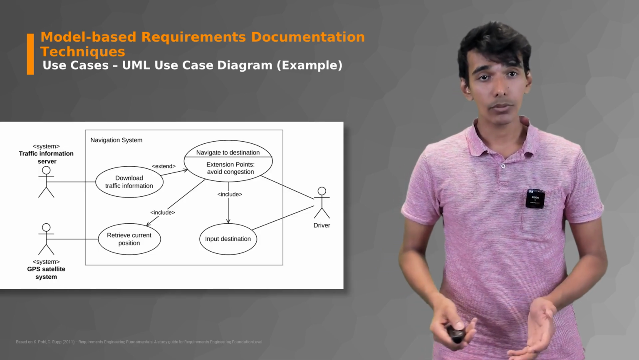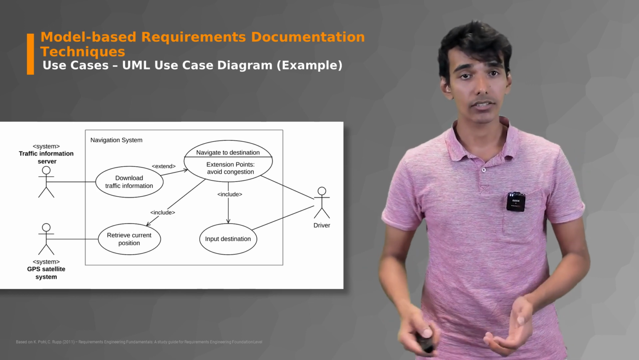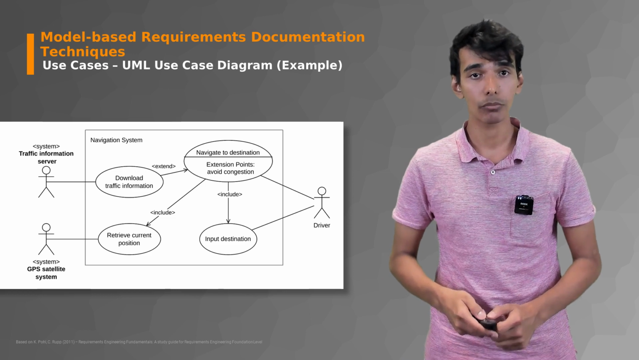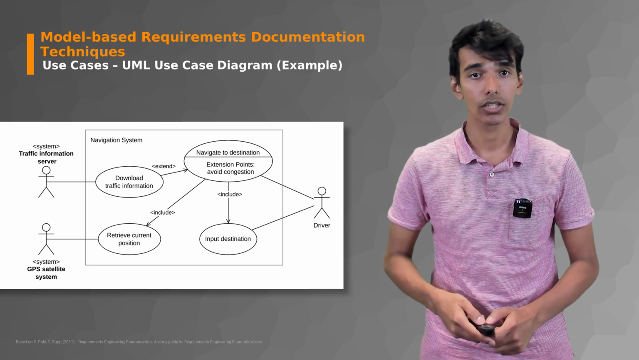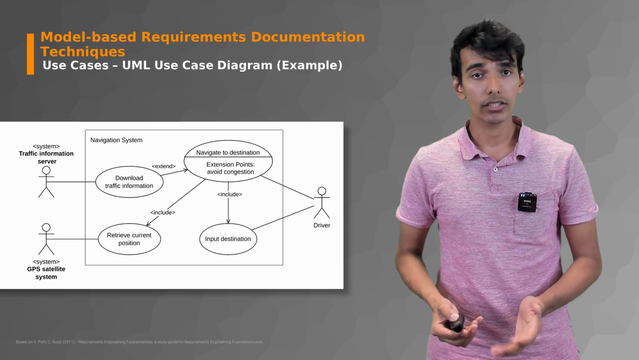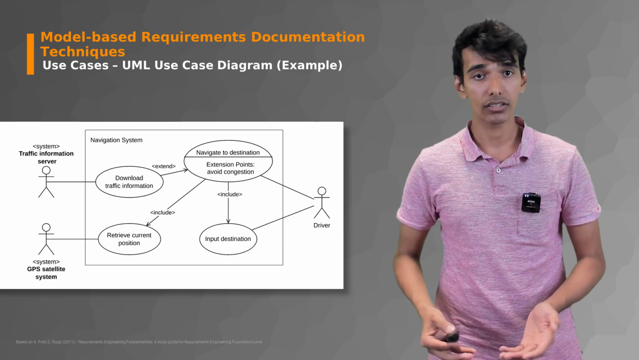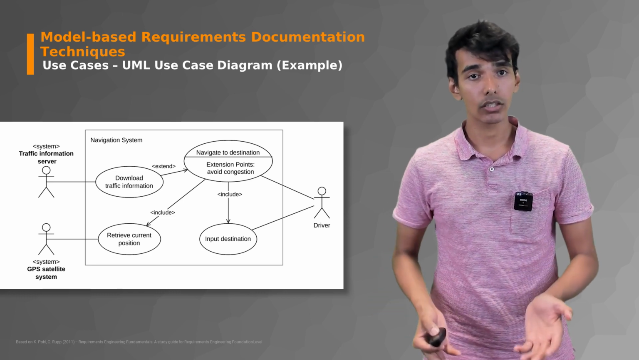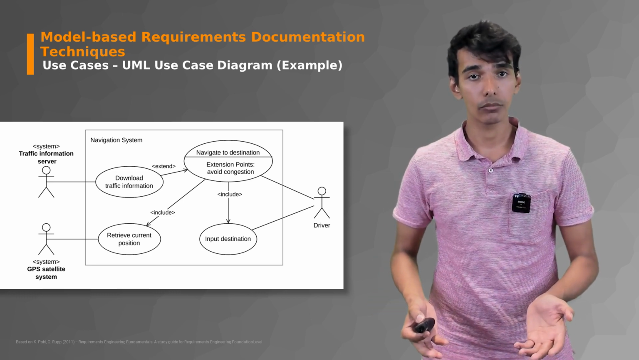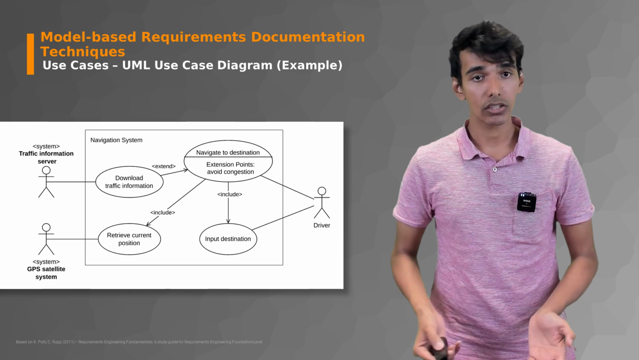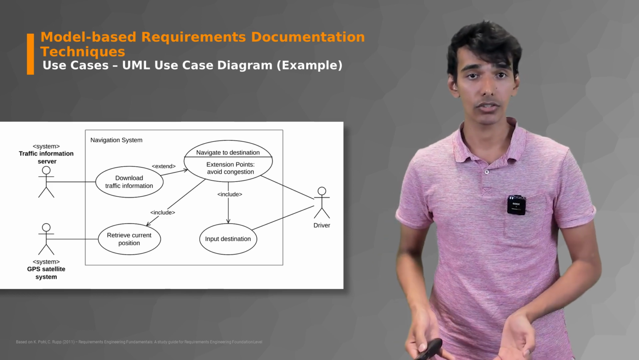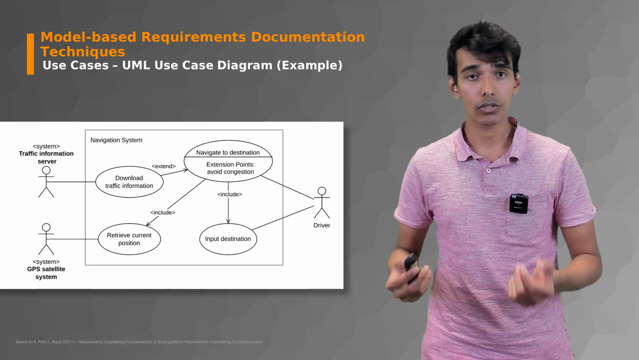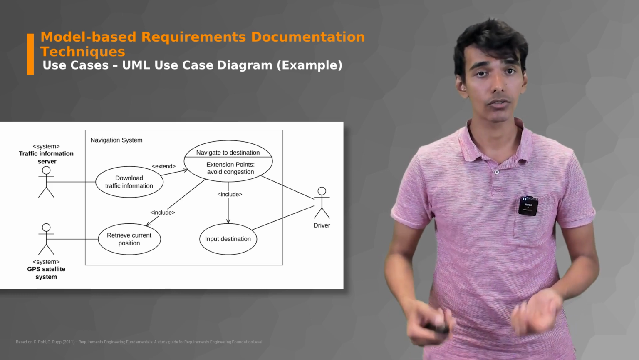So a quick example of a use case diagram. In this diagram you have a general navigation system. If you look at the top right inside of the main box, you have a use case in which you would like to navigate to a destination. And basically there are two inclusions on the bottom left and the bottom right, which are retrieve the current position and input this destination. So these are two different use cases which are always required for a navigation to happen.